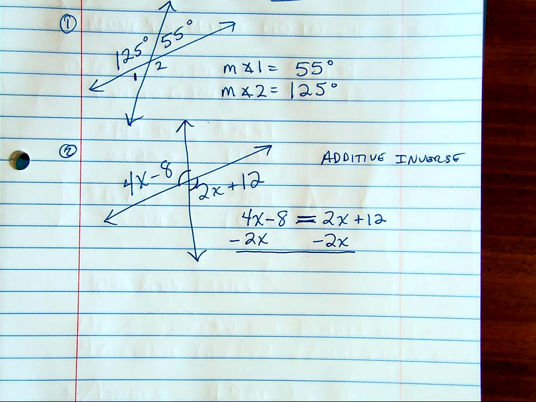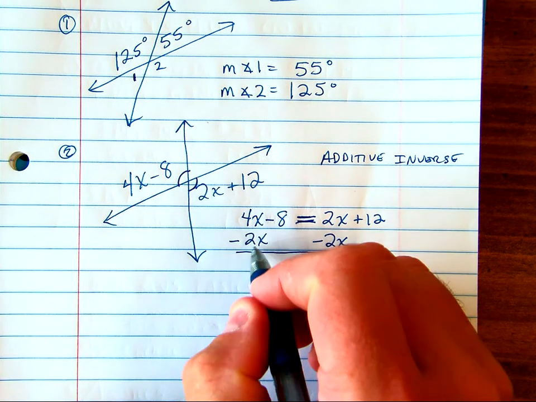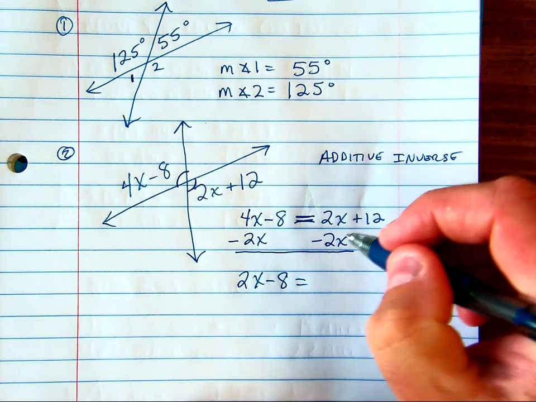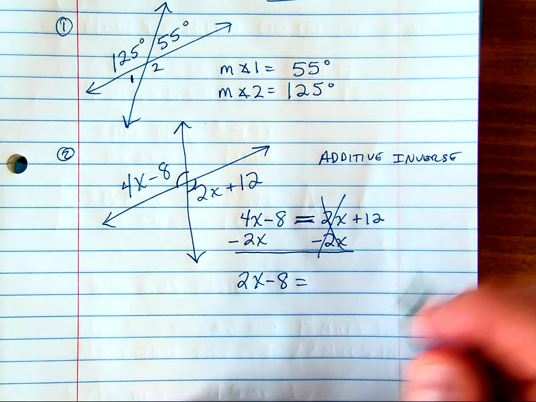There was nothing down here, so we added a negative 2x and we added a negative 2x to both sides of the equal sign. 4 minus 2, 2. These 2's cancel out. And we're left with 12.